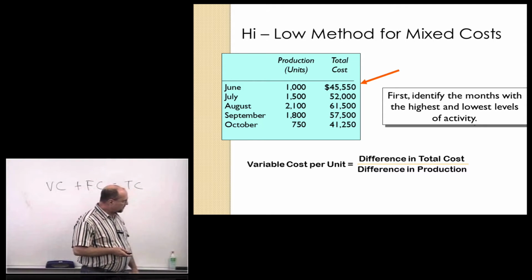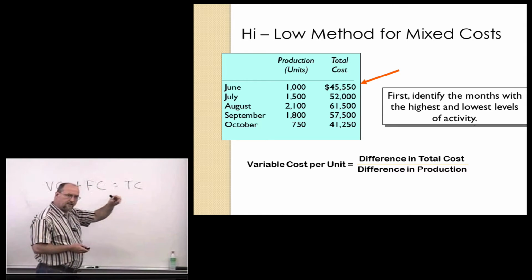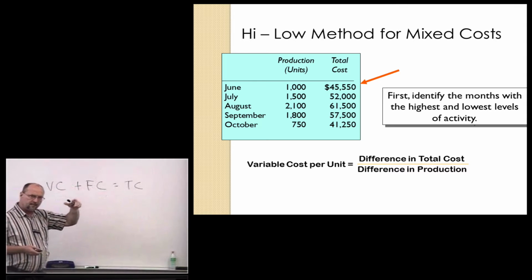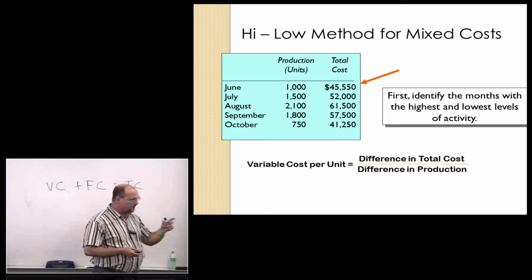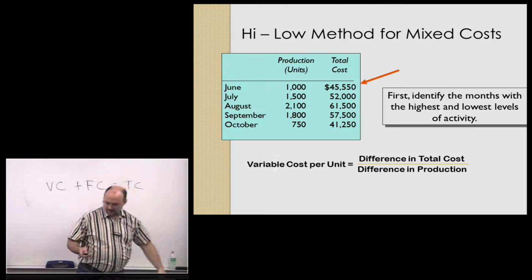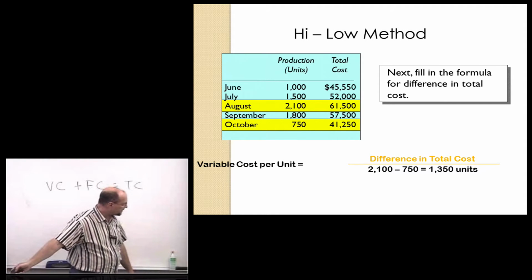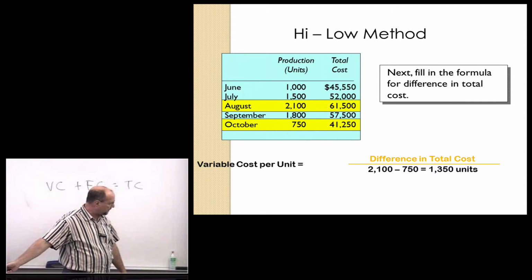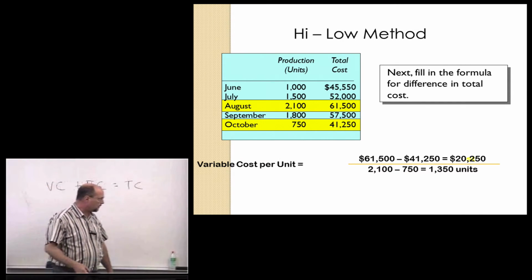So we're going to first identify variable cost per unit. In the numerator, we're going to take the high month cost and subtract the low month cost. In the denominator, we're going to take the high month activity and subtract the low month activity. Let's take a look at that. There's some yellow ink here, you probably can't see that. It says difference in total cost in the numerator there.